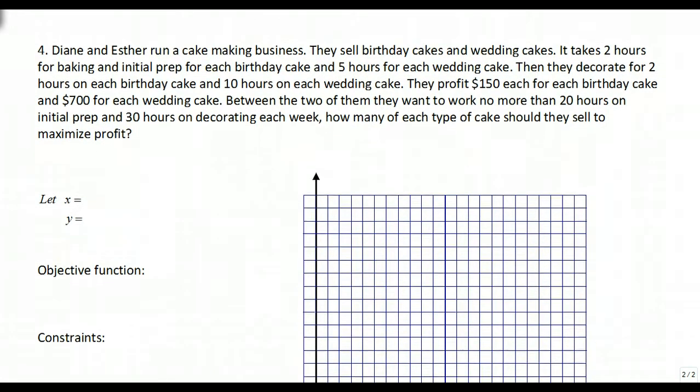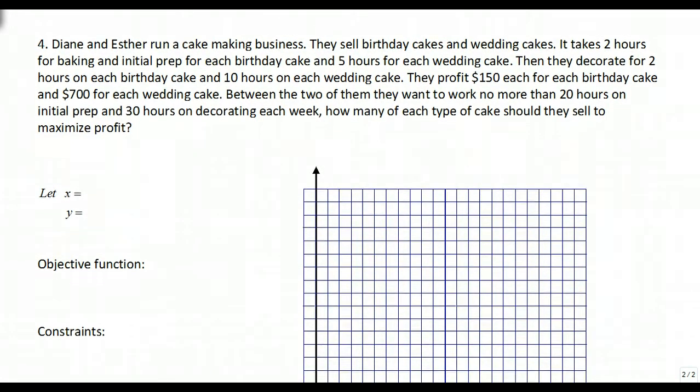So the last problem, we're just going to start this one together. And we can see how linear programming can really help us in a real life situation. So Diane and Esther run a cake making business. They sell birthday cakes and wedding cakes. It takes 2 hours for baking and initial prep for each birthday cake and 5 hours for each wedding cake.